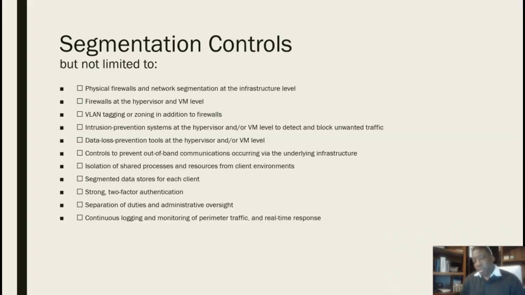All right. Remember, I showed you this in the very beginning because this is how you segment. This is how you make sure that your data stays safe in the cloud. And again, even in your own infrastructure, there are times when you want to use each and every last single one of these bullet items. So we've talked about these a little bit: physical firewalls, segmentation, strong two-factor authentication, separation of duties, continuous logging and monitoring, IPS, DLPs, zoning. These are the things you need to do.